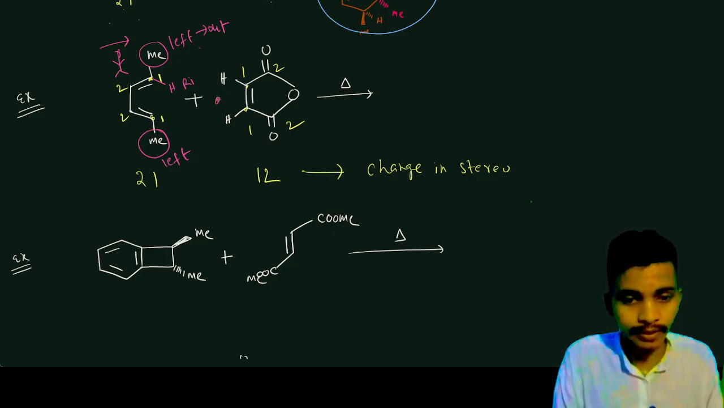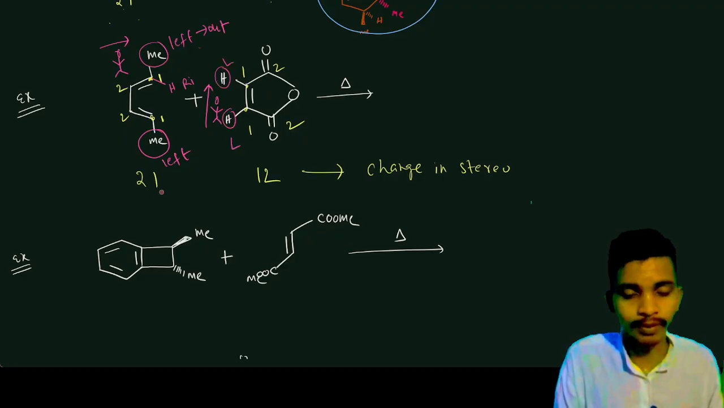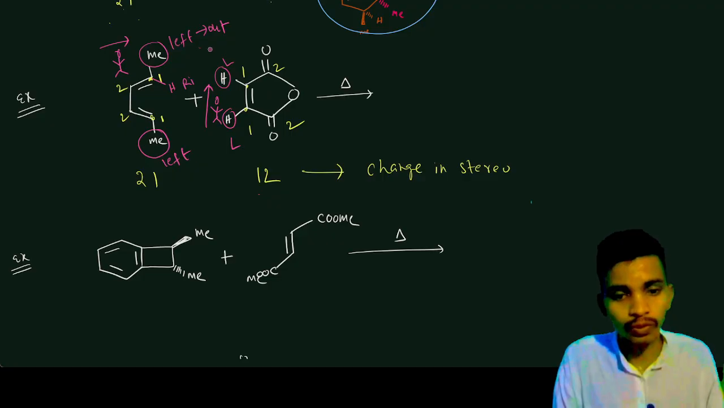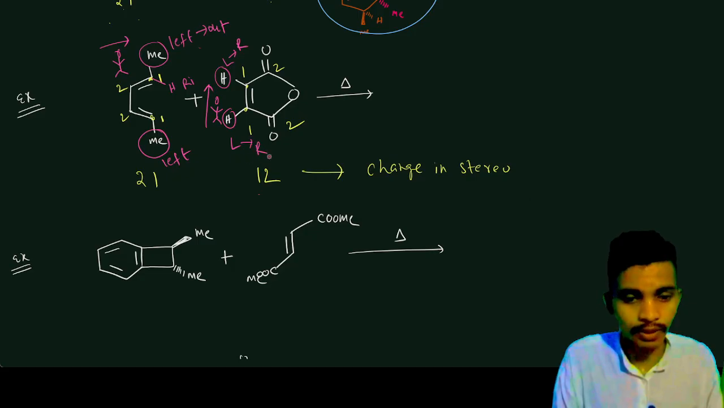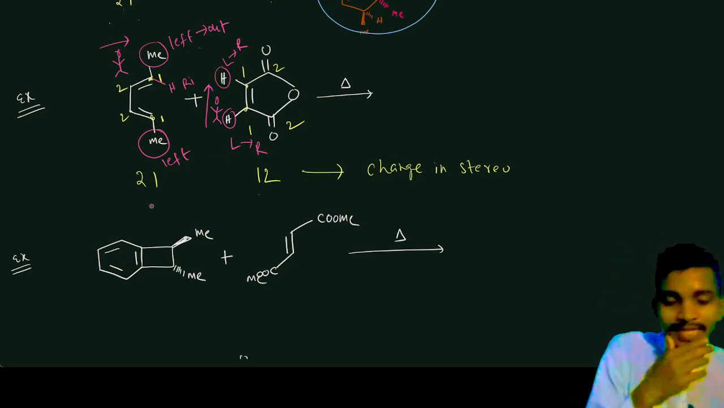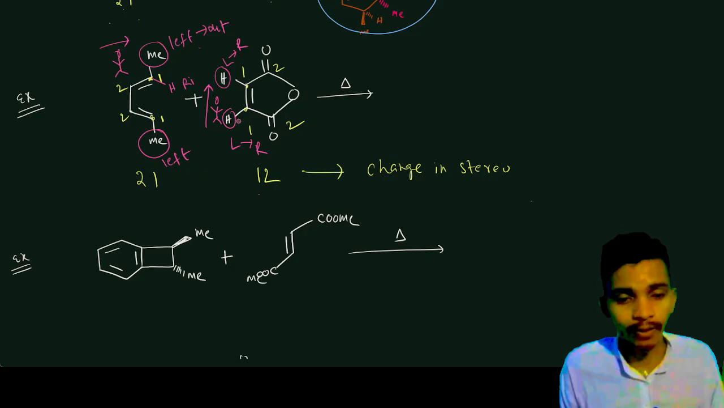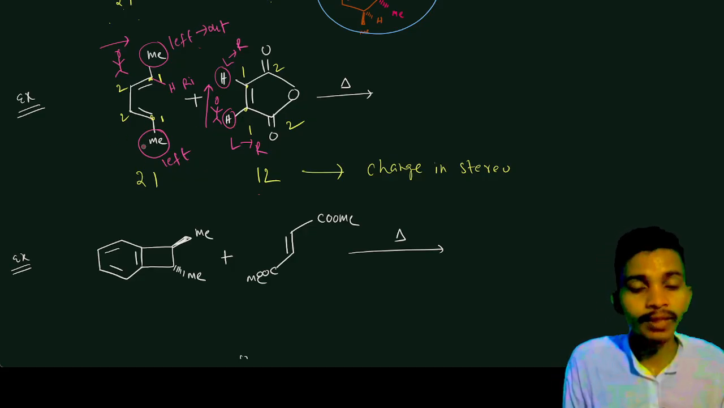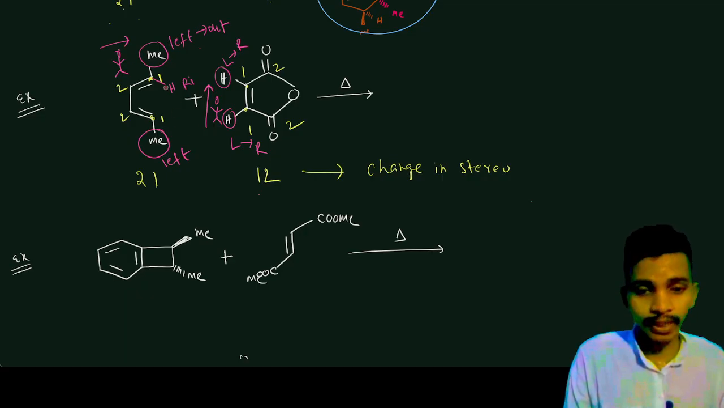You are standing here and looking at this side, the above, so these are going to be your left and these are going to be your left. And since this is 1 2, this left is going to change to the right and this left is going to change to the right. So I say that only the stereo of the dienophile will change, there is no change in the stereo of the diene. So the diene remains as it is.